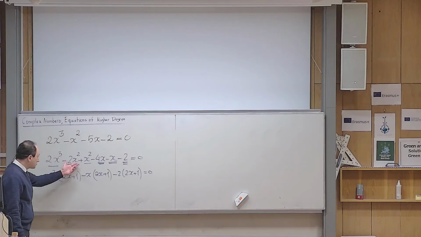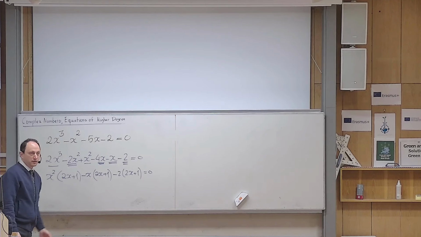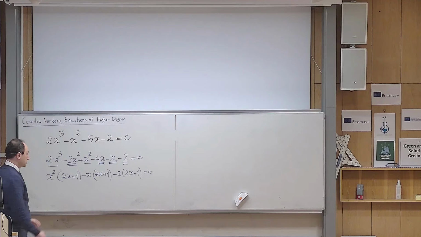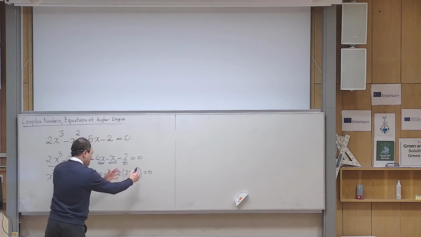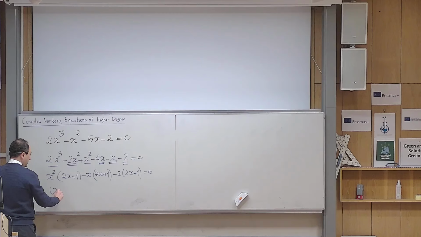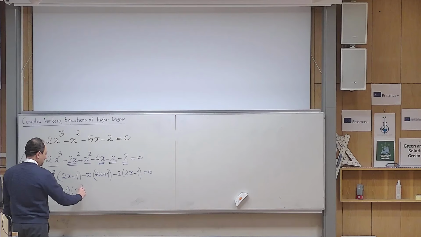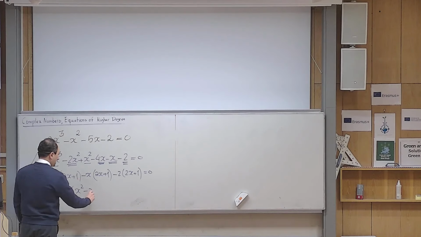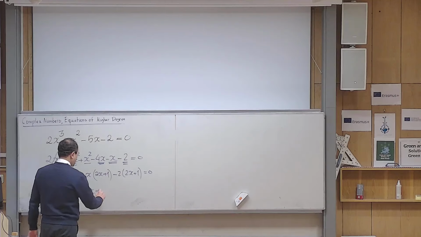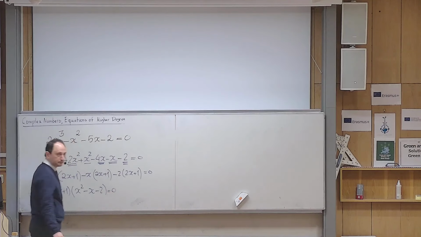Because this strange thing to do helped me, by this grouping, to make a new common factor that I can pull out again. So I can take this and pull it out. So what happens? It becomes 2x plus 1. What is left from here is x squared. What is left from here is minus x. And what is left from there is minus 2 is equal to 0.